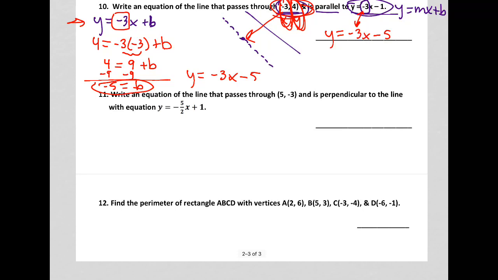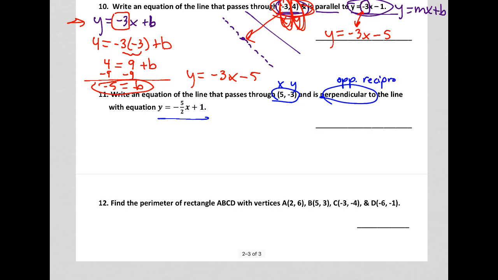Alright. So to do number 11, we're writing an equation that passes through this coordinate now. So there's our x and our y we're going to use, but perpendicular to this equation. So perpendicular, remember, that doesn't mean they have the same slope. That means they have opposite reciprocal slopes. Alright, opposite reciprocal. So basically if we look at the slope that's currently there, which is -5/2, we need to do the opposite sign. So we're going to bring it out as positive, and we're going to flip it to do the reciprocal.